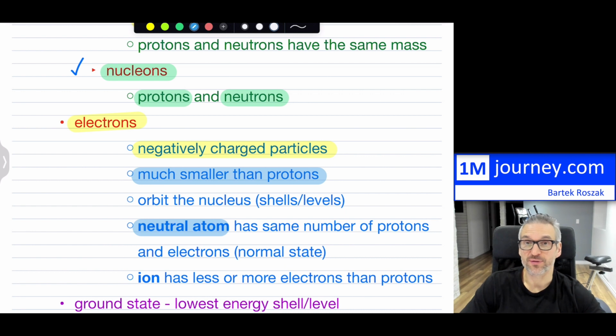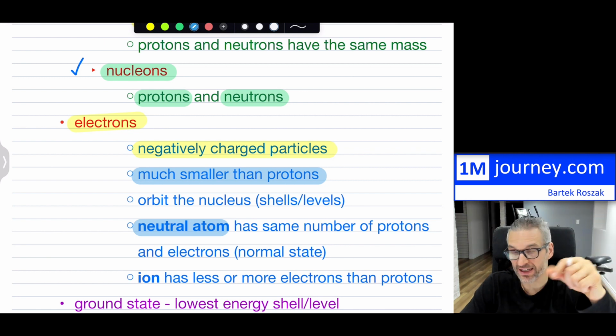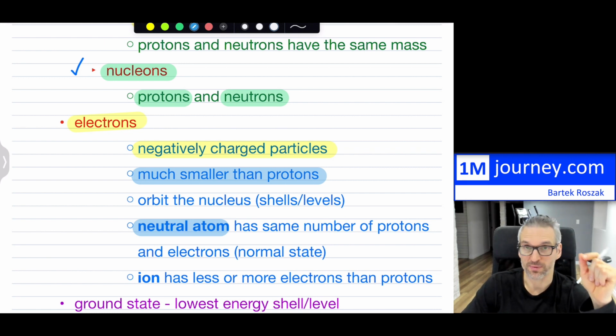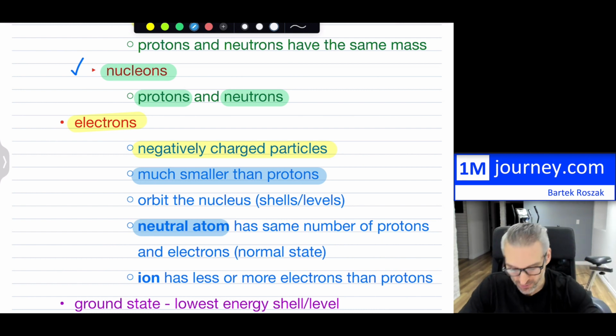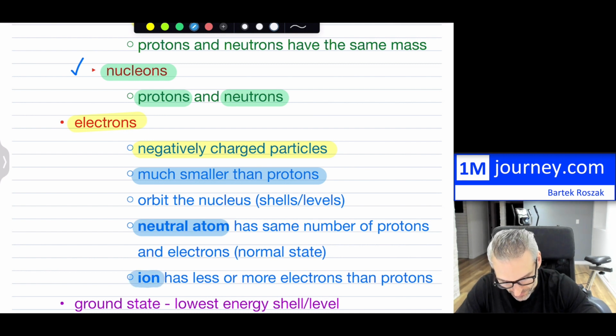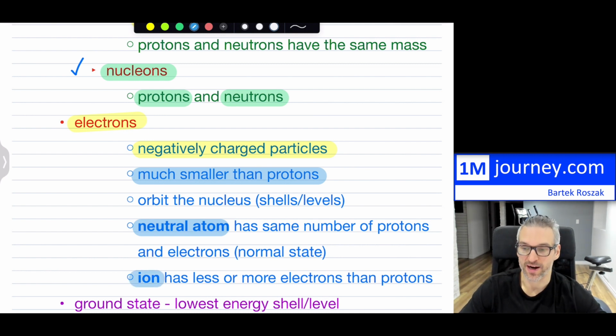Now, if all of a sudden one of those electrons gets added into the orbits, or maybe more than one, or maybe one of those electrons just disappears out of the orbit, goes somewhere else, and doesn't like it there anymore. So if you're going to have fewer electrons or more electrons than the number of protons you have, then we refer to that as an ion. All right, so that's what we have there.